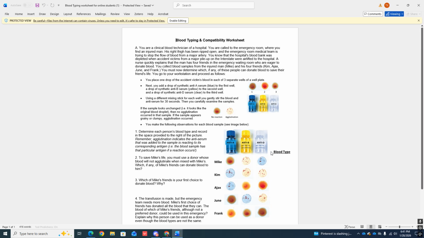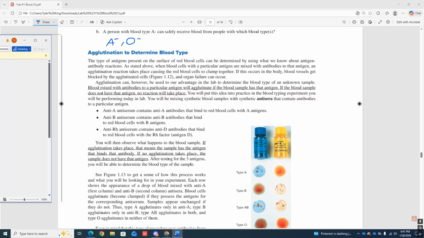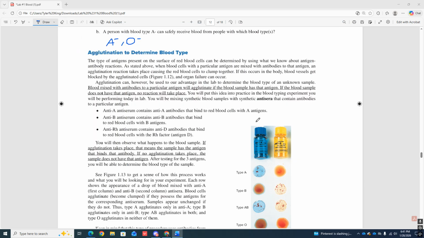To do that, we had to figure out what their blood type was, and we had to use these vials to do so, okay? Pull this over for a second. So remember, what was in here, okay? What were the rules that we had? So in the vials, remember, we had a third vial here, okay? Third vial was called anti-D, okay?